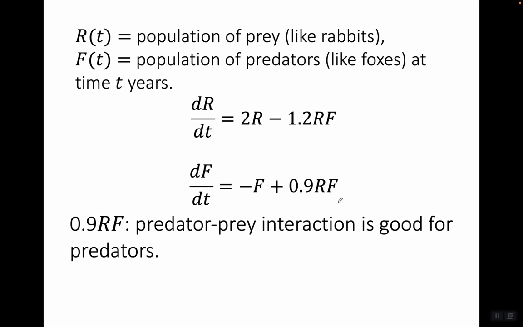However, the factor in front of the RF is positive, plus 0.9 RF. Predator-prey interaction is good for predators. So when you have lots of rabbits and lots of foxes, oh, this is going to be big, so it's going to increase the number of foxes.